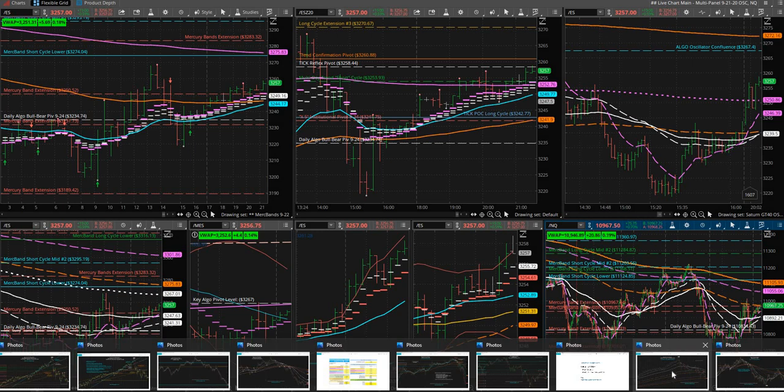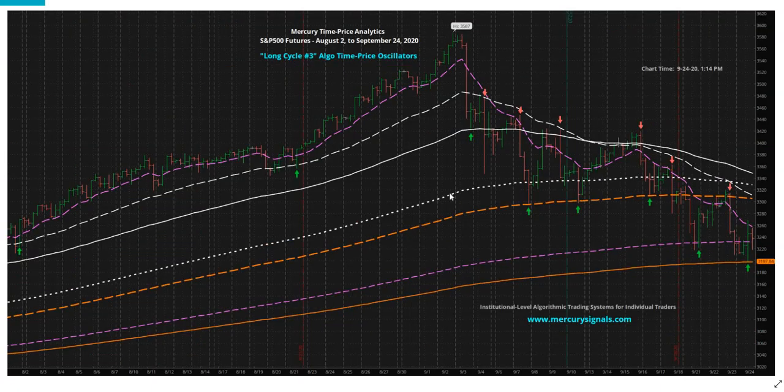Now let's talk about what happened today. If you're a longer term trader, now I mentioned at the beginning of the video that our algorithms identified the morning low to within 2 ticks. And here you have it down. This is a very, very long cycle. Notice you only get a couple of bars per day.